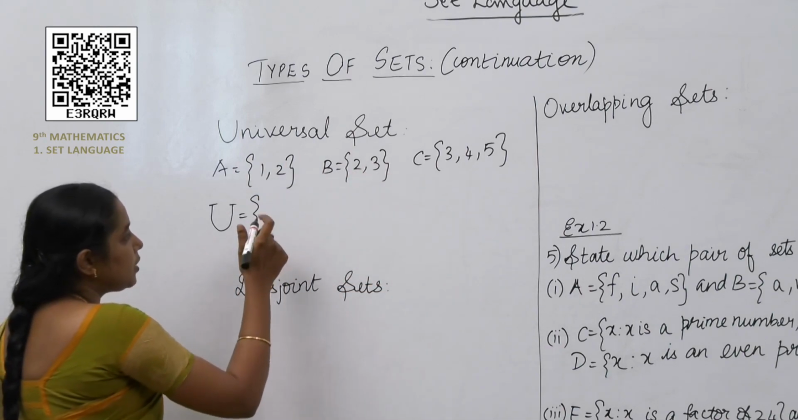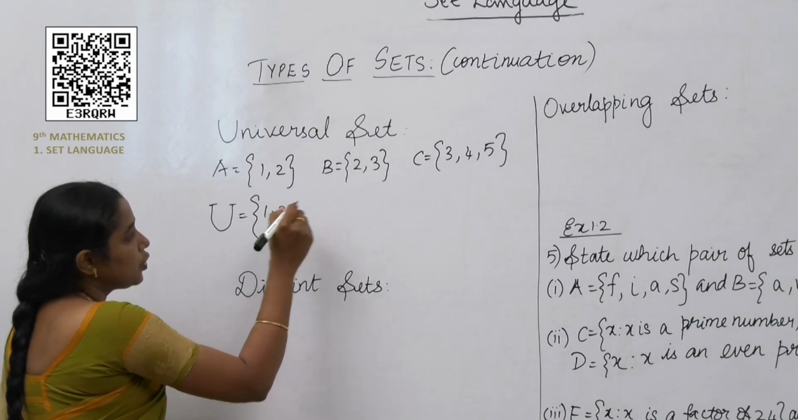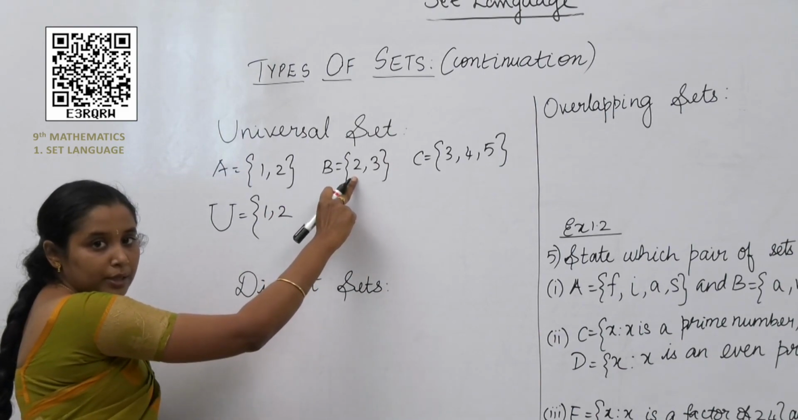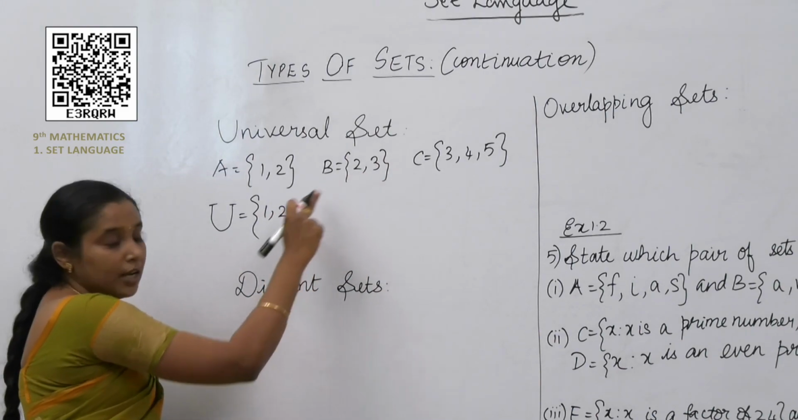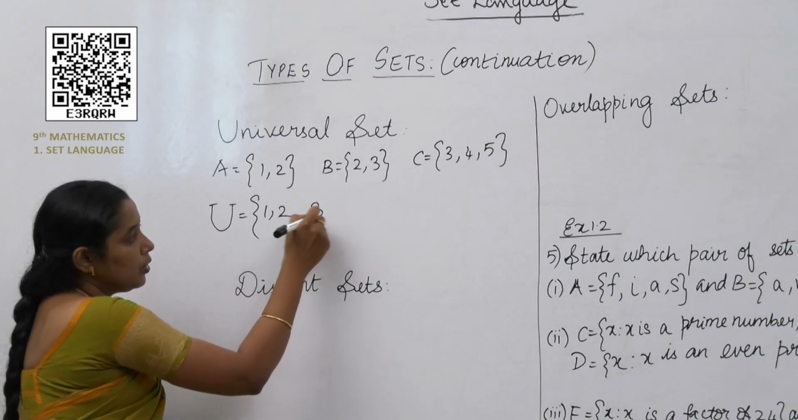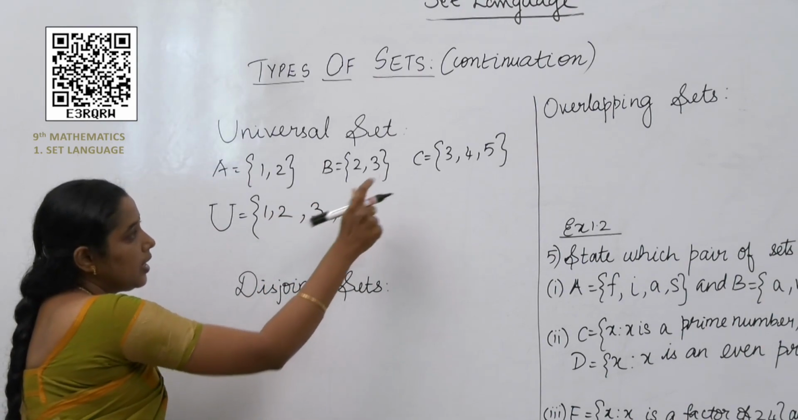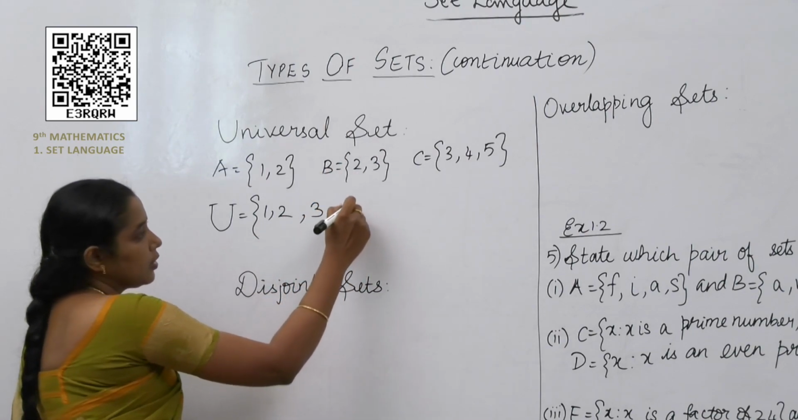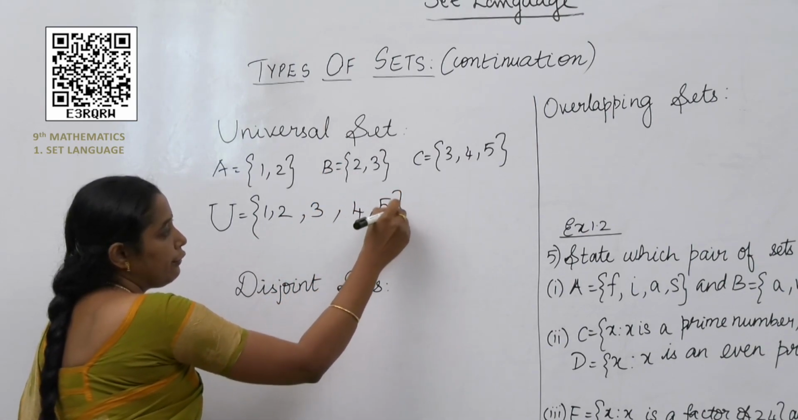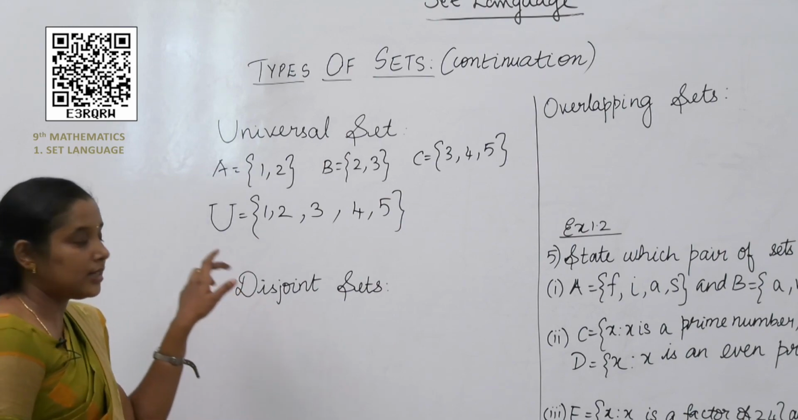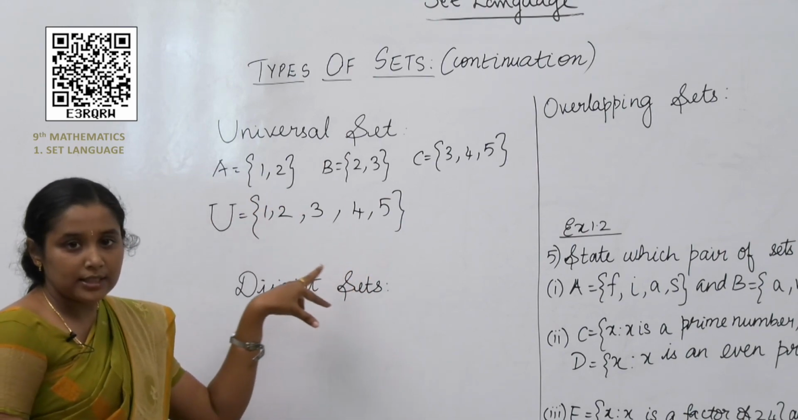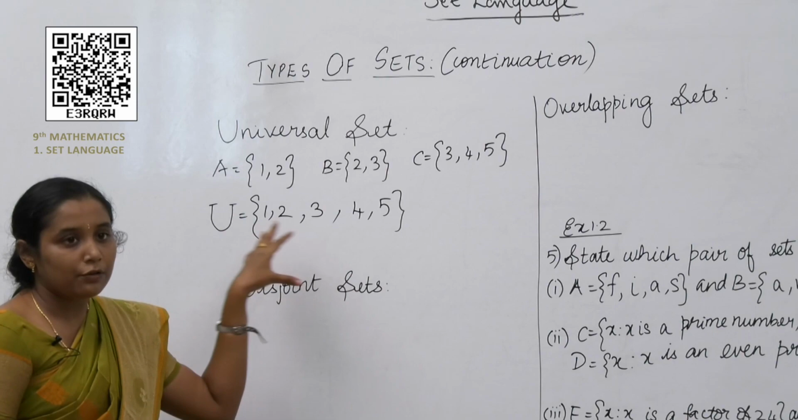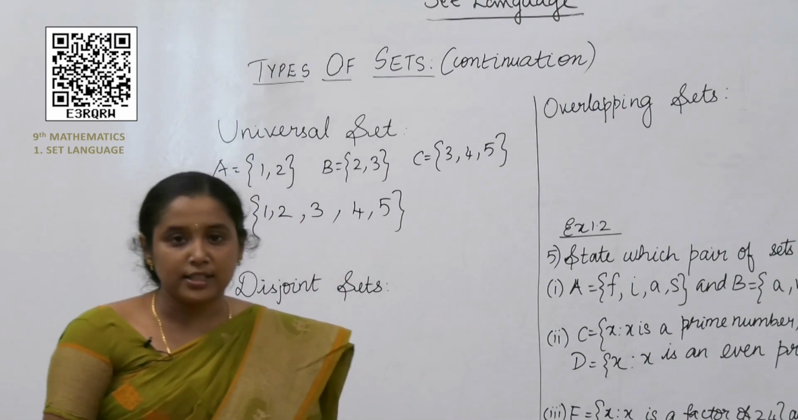So all the elements, what will you write? A is equal to 1, 2. Again B is equal to 2, 3. So 2 is already here, you won't write 2 again. So 3, and next C is equal to 3, 4, 5. So 3 you have written, next 4, 5. So the universal set is the set of all the elements of all the sets under consideration.